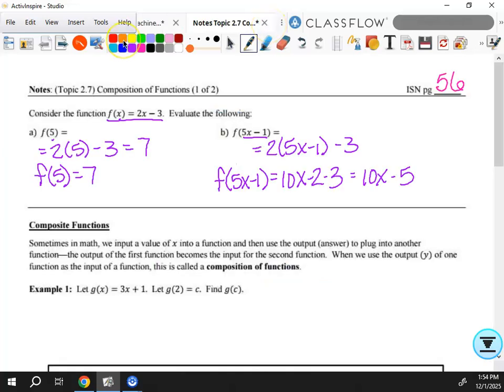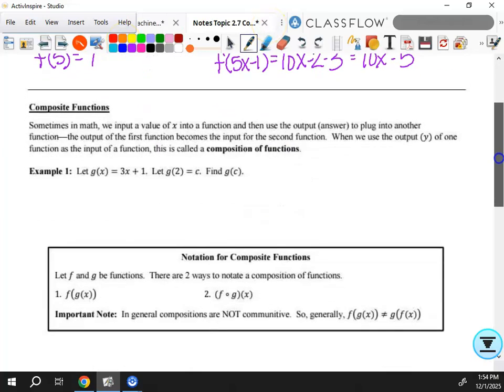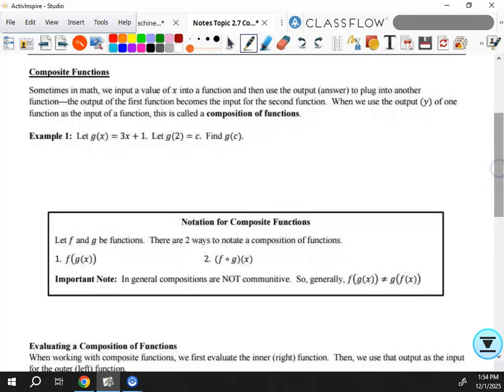When we talk about composition of functions, if you're going to compose something, you're putting something together. So in a composite function, sometimes in math, we input a value of x into a function, then use the output and plug it into another one. If the output of the first function becomes the input for the second function, that is a composition of functions. We need to be able to understand what the notation means, and read it without our brains turning to jello, because it's not that complicated. We've got a g of x defined for us.